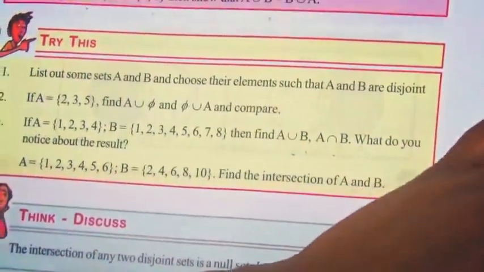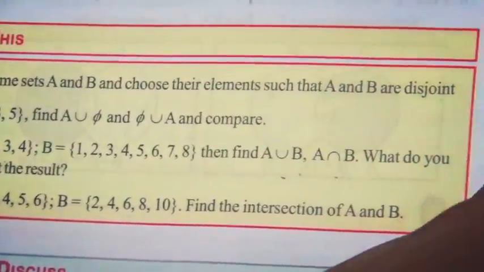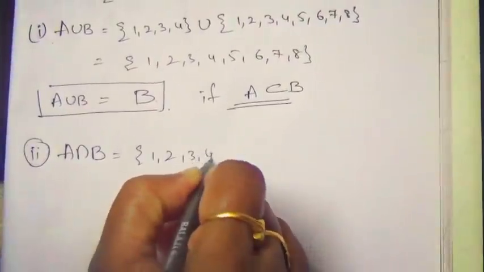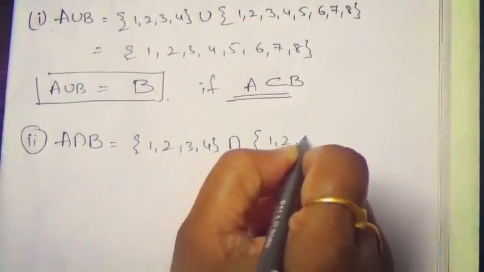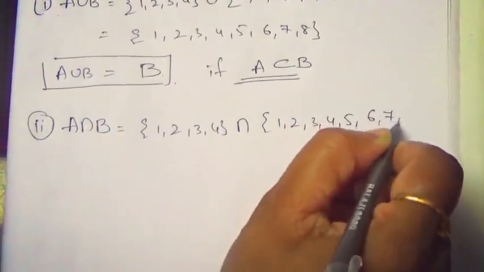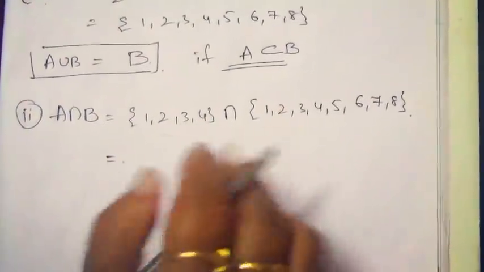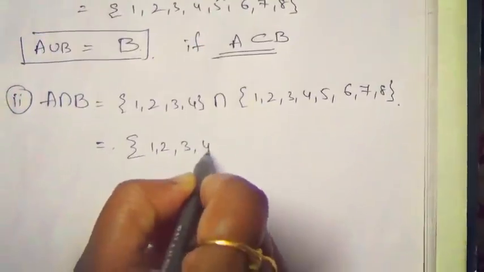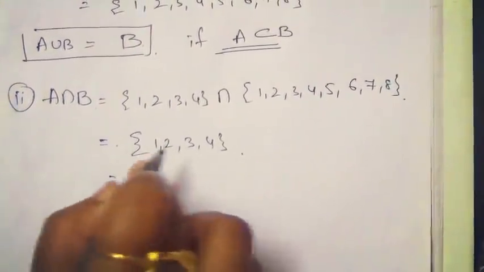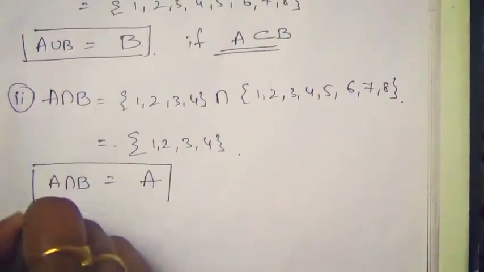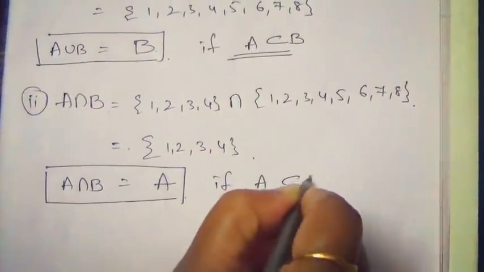Now we also have to find A intersection B. That is {1, 2, 3, 4} intersection {1, 2, 3, 4, 5, 6, 7, 8}. Intersection means we choose only the common elements. So that is 1, 2, 3, 4. Which set is it? A. Hence A intersection B is equal to A if A is a subset of B.